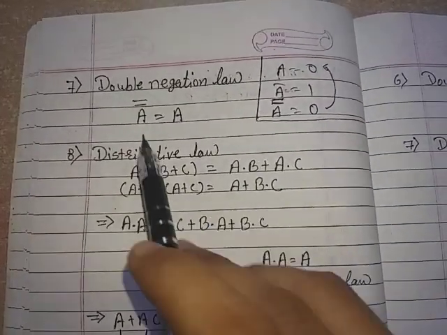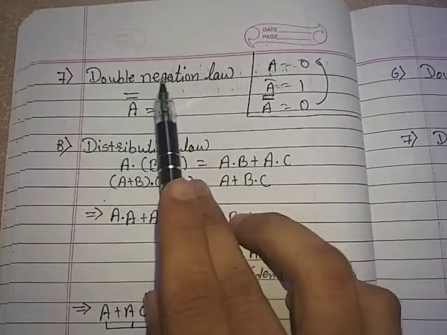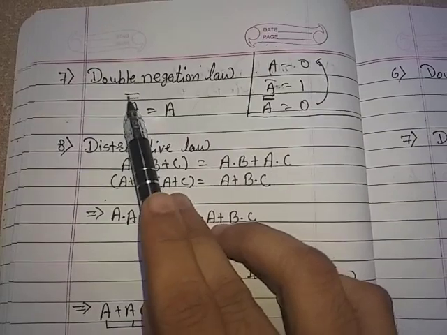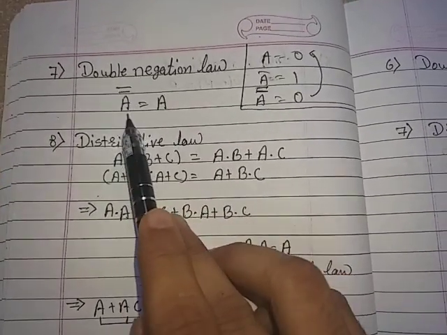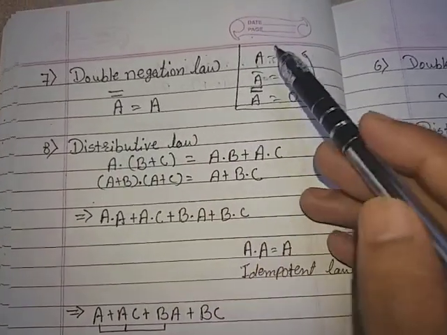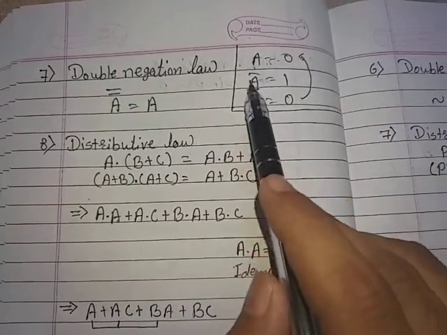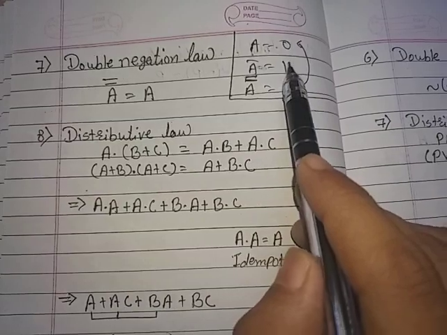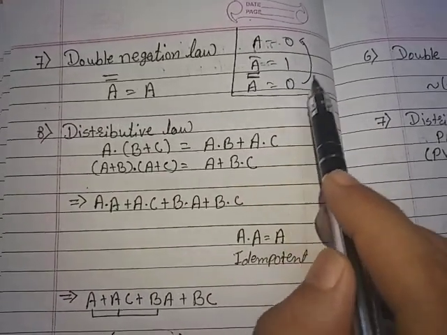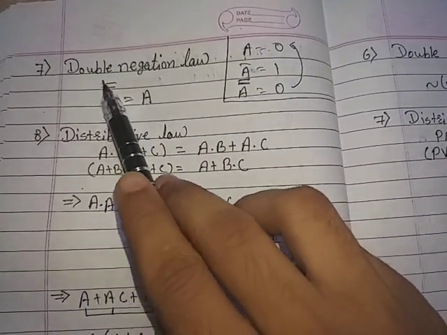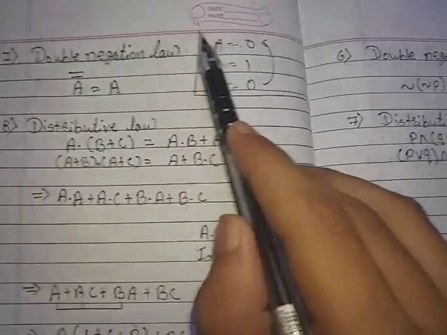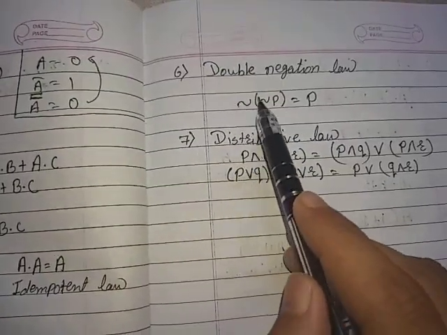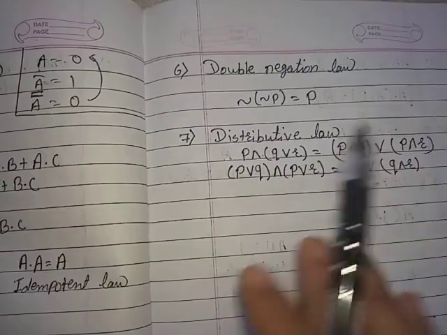Now let's move to the seventh law, double negation law. A double negation or double complement of A is equal to A. Suppose A is equal to 0, so A complement will become 1, and if we take again complement of A or 1 will become 0, that is equal to A. That is A double complement or double negation is equal to A. Here as well double negation of P is equal to P.